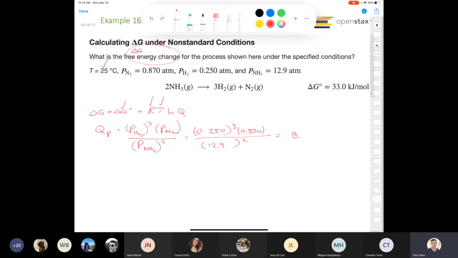Actually, you can have 3 sig figs, can't you? So it would be 8.17 times 10 to the negative 5. Anybody else get that? Good. All right, thanks. Appreciate it.